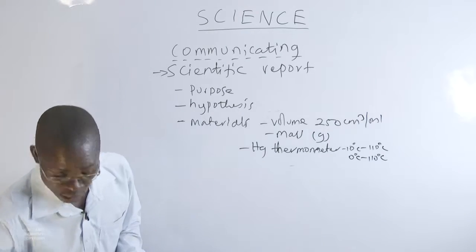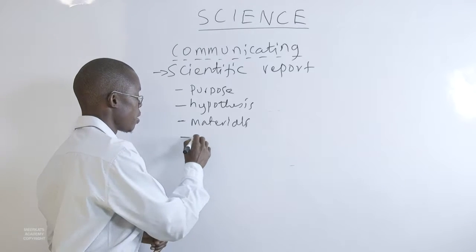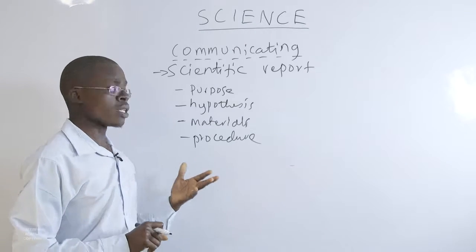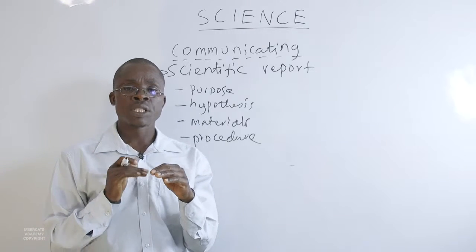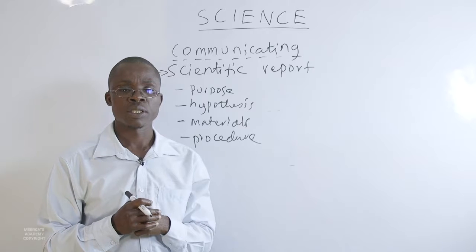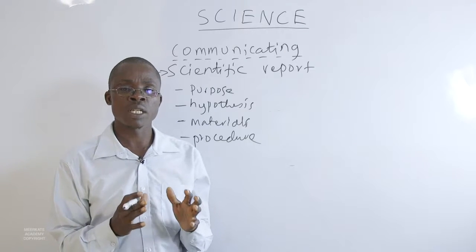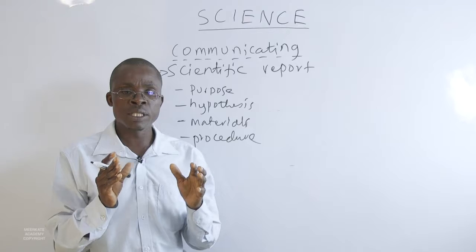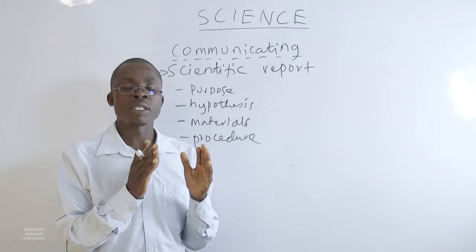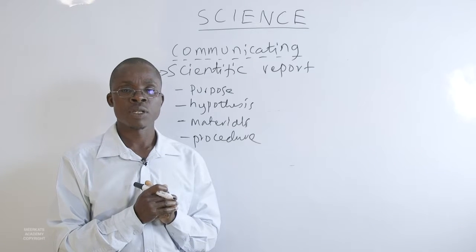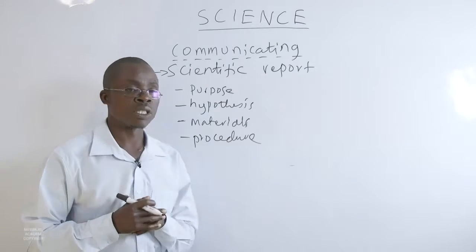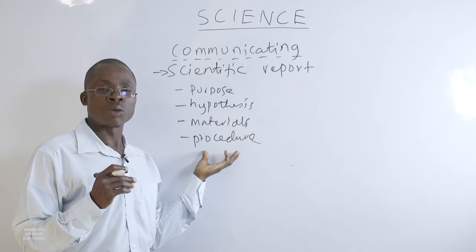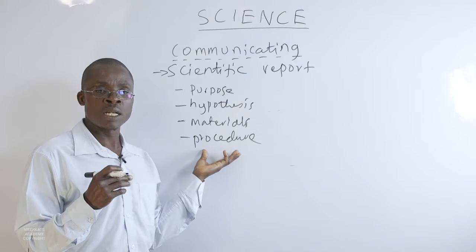The second point is the procedure. Now, when you look at the procedure, this is a systematic arrangement of events. Carrying out an experiment is like an event which has a start and an end. And each part of that event must come at its rightful time. Procedure. So, under this procedure, you have to specify what is to be done at what time.